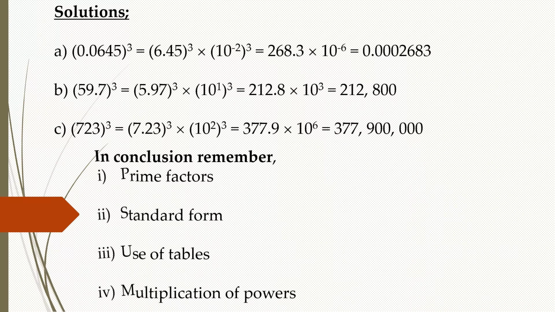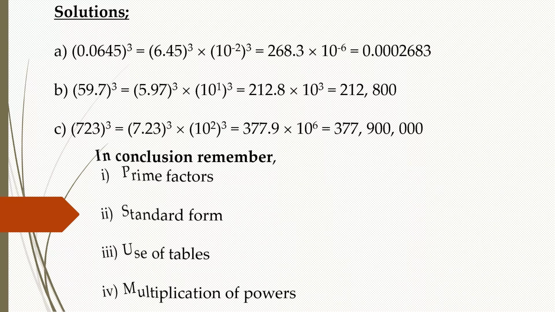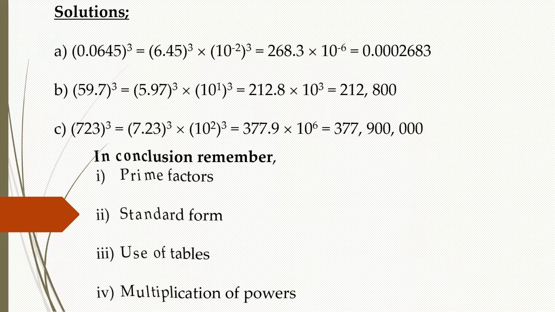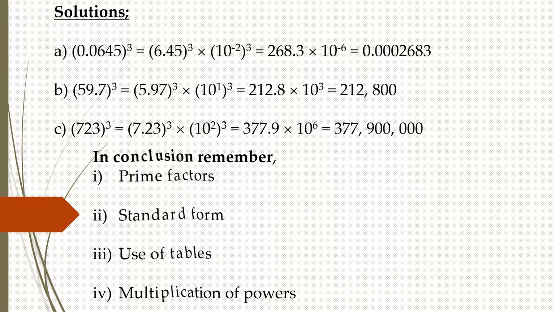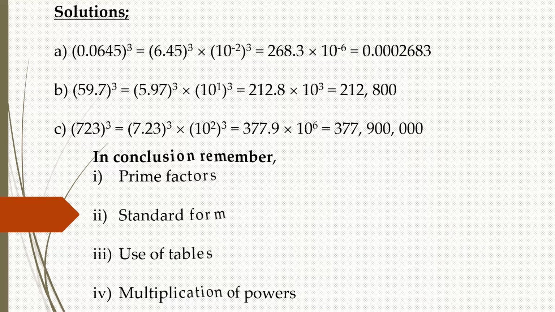What has it given us? It is 212.8. And also we have cubed 10 raised to power 1. Cubing 10 raised to power 1 gives us 10 raised to power 3. 1 times 3 is 3. So after simplifying that, it will give us 212,800.